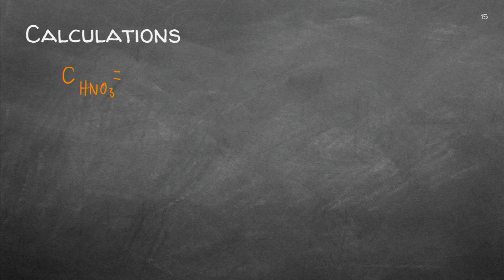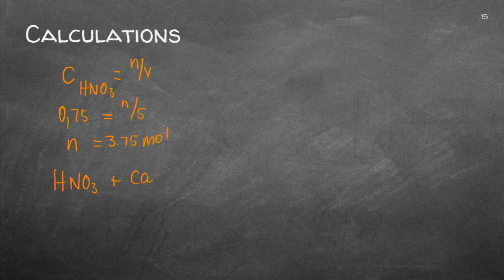And we did it just now. We said we've got the 0.75, we've got the 5 cubic decimeters, and that gave me the moles of 3.75 mole. What do we know? We've got HNO3 plus calcium hydroxide. Now have a look at that. I've got a 1, 2, can you see there? I'll have a 2-to-1 ratio. So 2 of these will react with 1 of that. But that's not what I have.